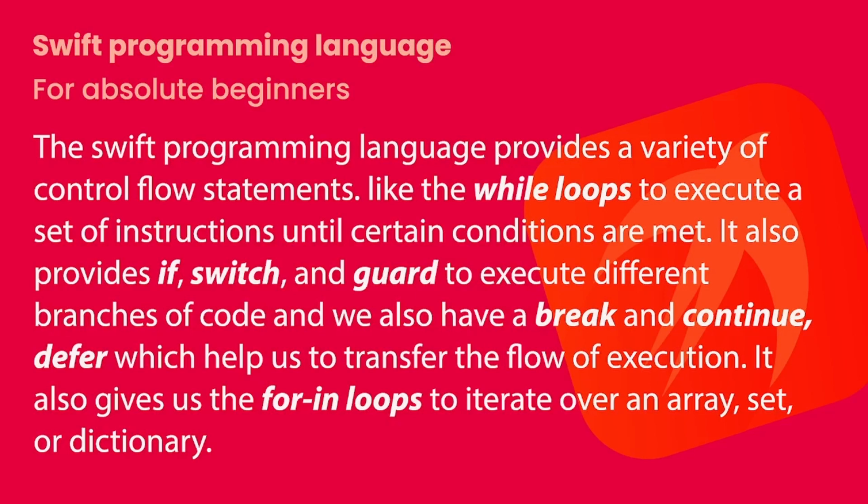The Swift programming language provides a variety of control flow statements, like the while loop to execute a set of instructions if certain conditions are met. It also provides if, switch, and guard to execute different branches of our code. We also have break, continue, and defer, which help us transfer the flow of execution in our code. It also gives us the for loop to iterate over arrays, sets, or dictionaries.